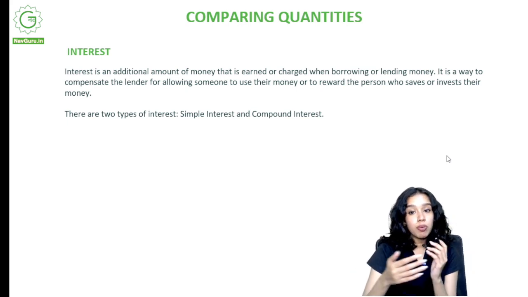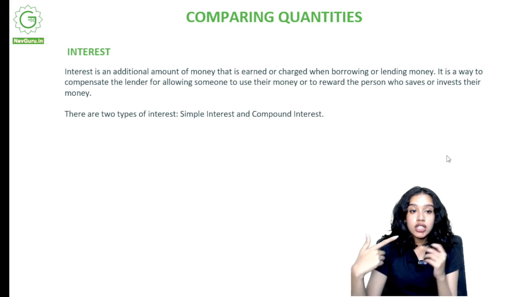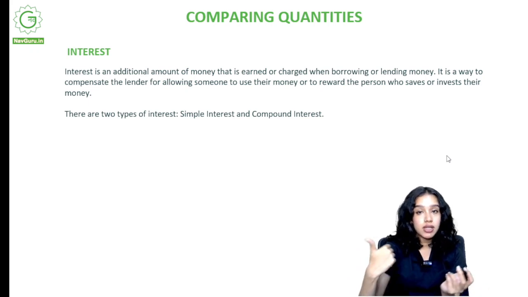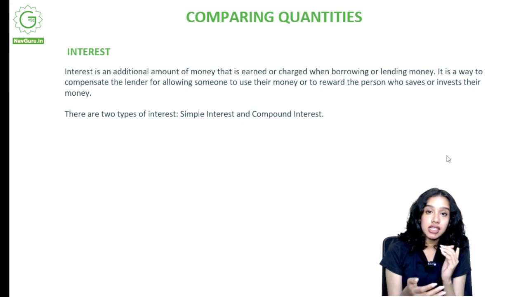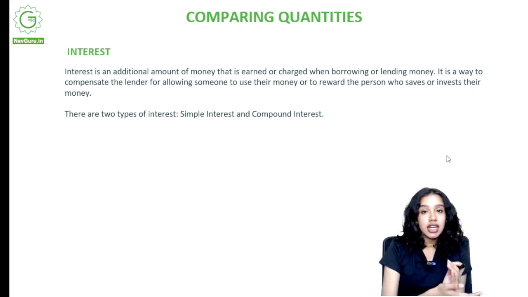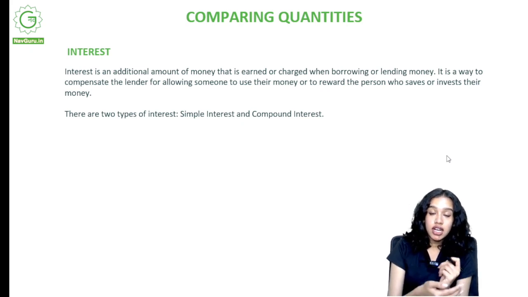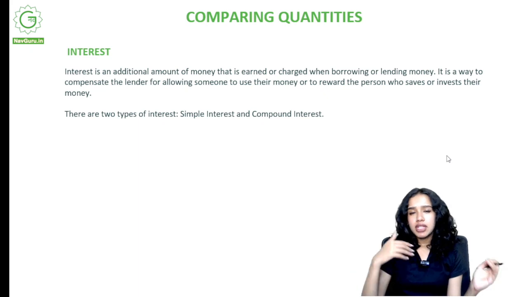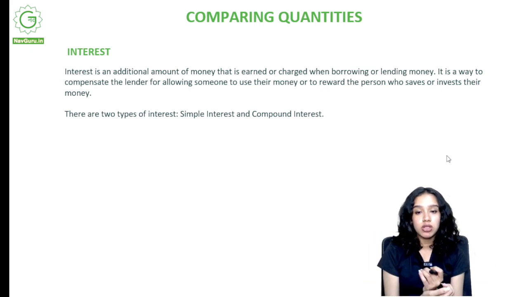It is a way to compensate the lender for allowing someone to use their money or to reward the person who saves or invests their money. So interest is basically this additional amount of money a person who is borrowing money pays to the lender. We have different interest rates. At some places it's like 5%, at some places it's like 10%, 18%, it depends on the place.